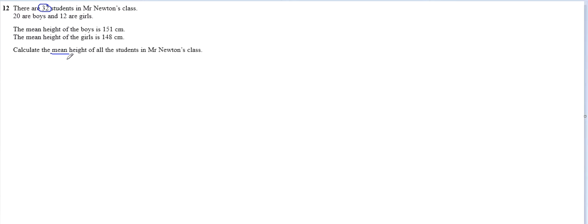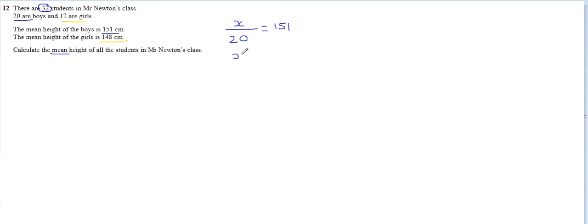But we don't actually know the heights of all the individual people to add up. But we've got some information about boys, and we know the mean height is 151. And I'll just change colour here, so we've got information of girls and their mean height of girls. Okay, back to the boys. So we know a figure divided by 20, so the total of all the boys divided by 20 is equal to the mean, which is 151.